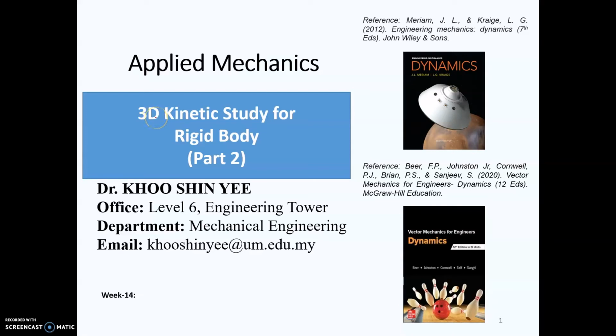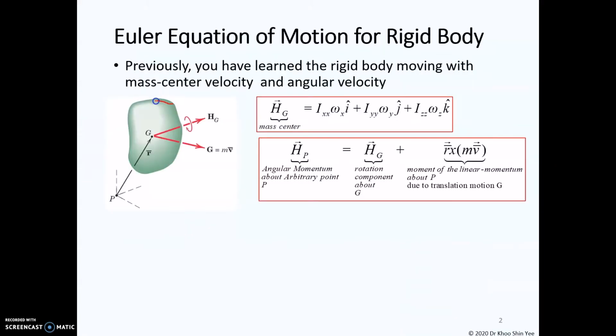In this video, we will continue the discussion for the 3D kinetic study for the rigid body. For a rigid body that is performing rotation, you have learned how to compute the angular velocity due to this rotation at the center of mass, which can be computed by using this formula. If the velocity at the center of mass is non-zero, then you have a translational velocity of this rigid body. So the rigid body is doing the angular motion and translation motion at the same time.